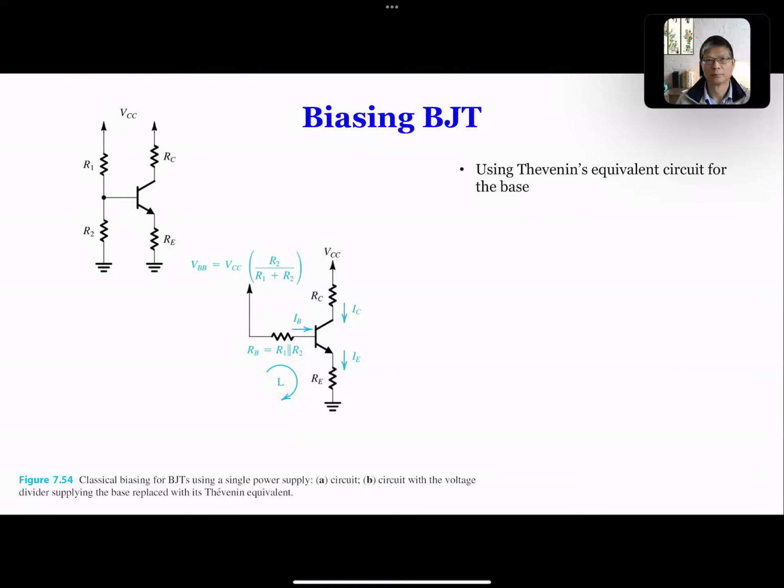We said R1, R2, and VCC form a Thevenin equivalent circuit, and we can derive the Thevenin voltage and Thevenin equivalent resistance, and put it back. The reason we have to do that is that there is a current flowing into the base, not like a MOSFET, where there's no current into the gate, so it's easier. However, you will see in the future that in some cases we also try to neglect IB for some calculations.